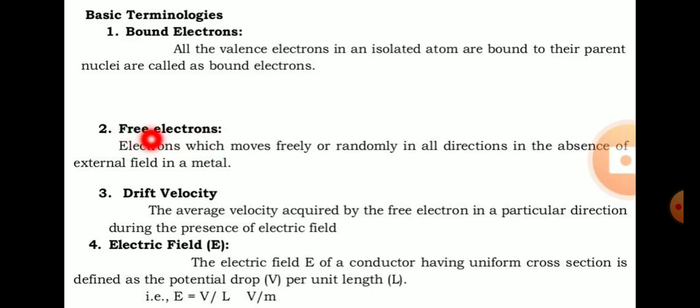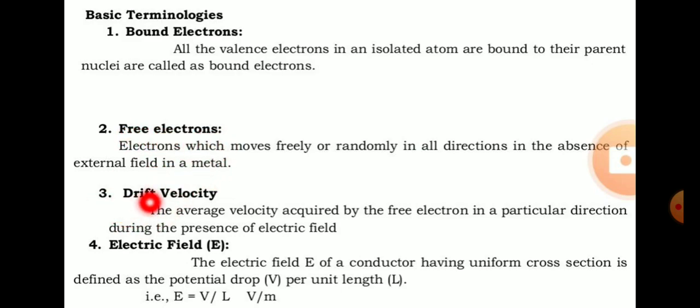Then second, free electrons. We know the free electrons are free to move. Free electrons are defined as electrons which move freely or randomly in all directions in the absence of an external field in the metal. In a metal, all the electrons are free to move in the absence of an external field, and these are called free electrons.